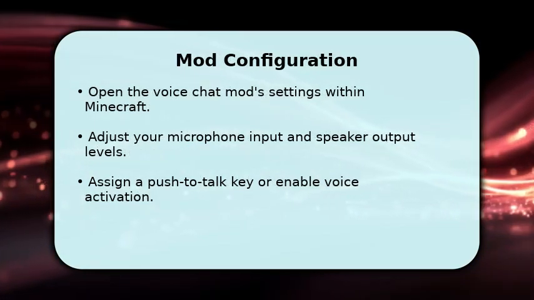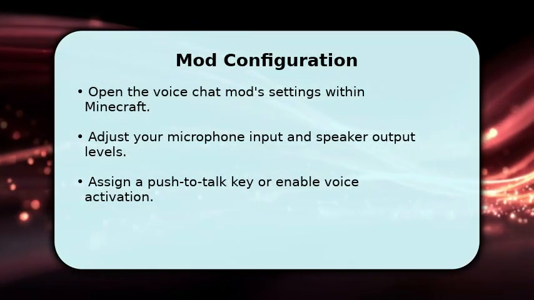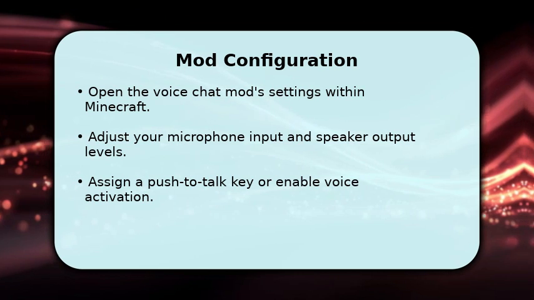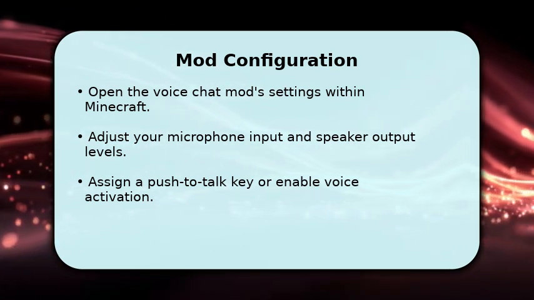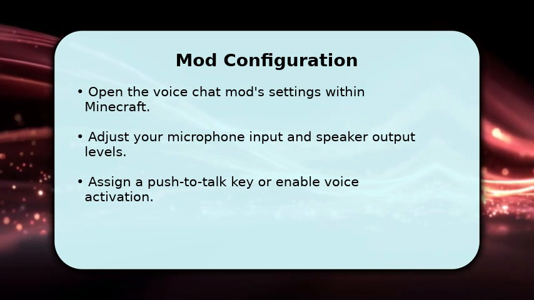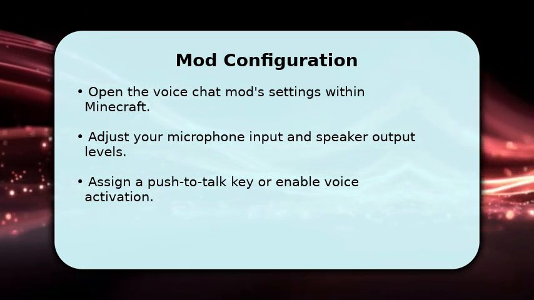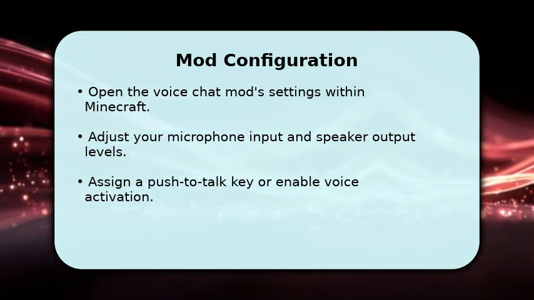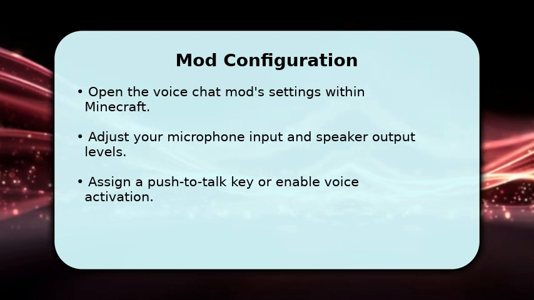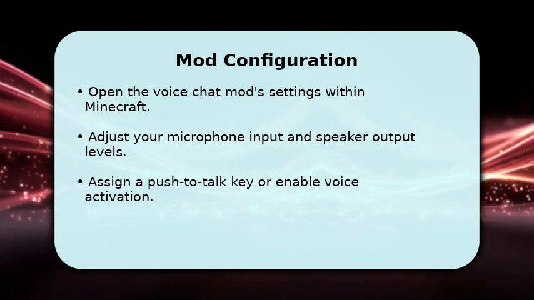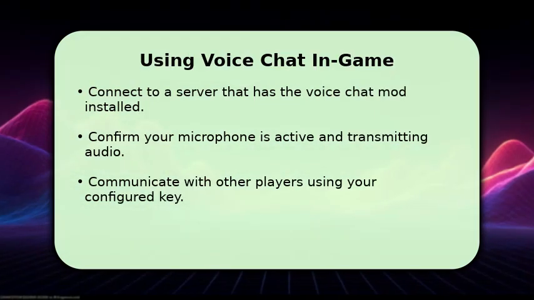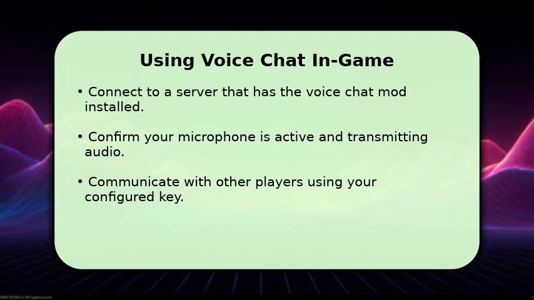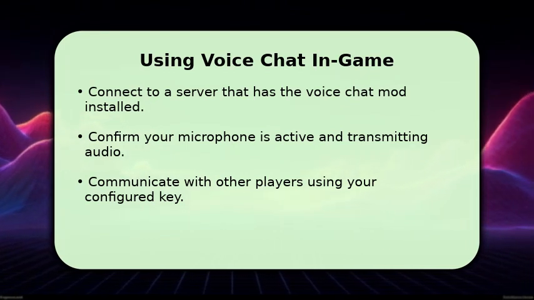After installing the mod, launch Minecraft and navigate to the mod's configuration settings. Here, you can fine-tune your audio. Adjust your microphone input volume to ensure your voice is clear and set your speaker output volume for optimal listening. You'll also choose between a push-to-talk key, which is often preferred for clarity, or voice activation, which transmits when you speak. With your mod configured, join a Minecraft server where the voice chat mod is also active.